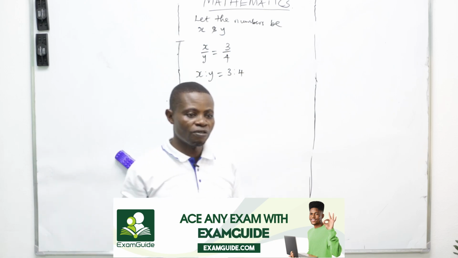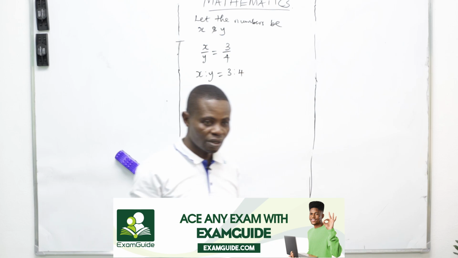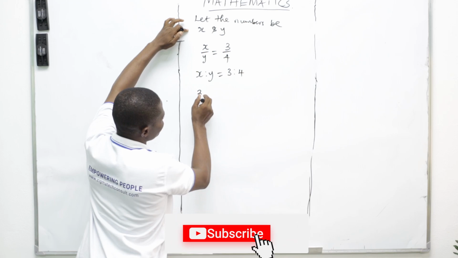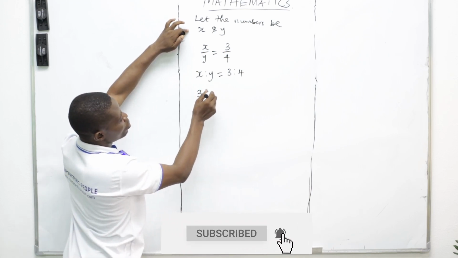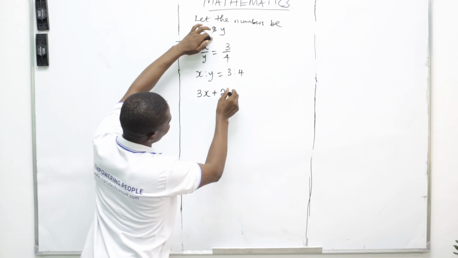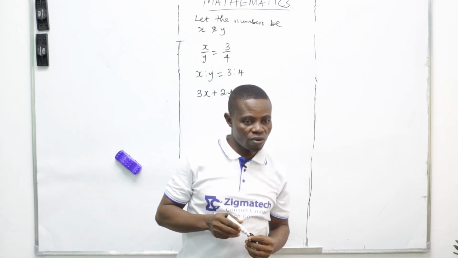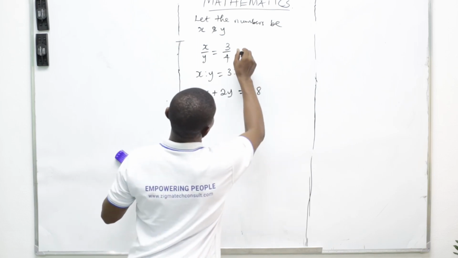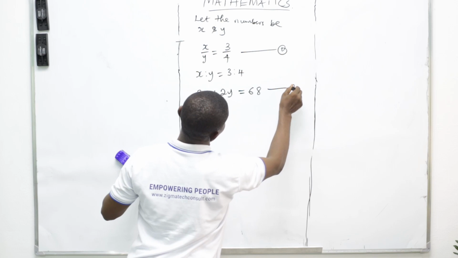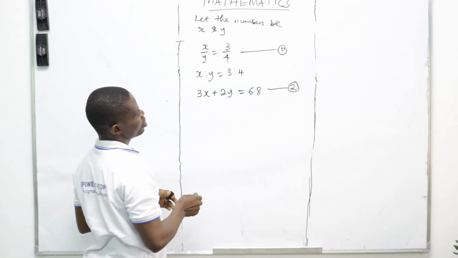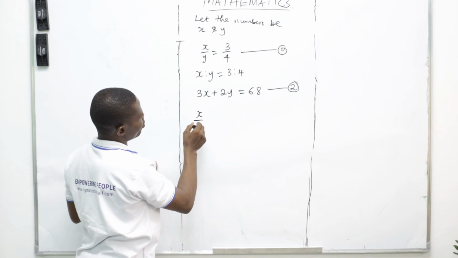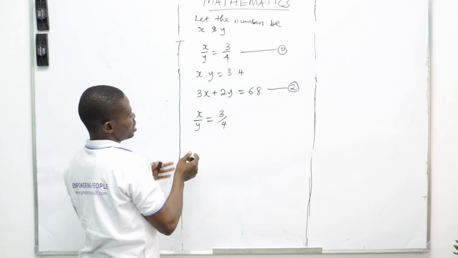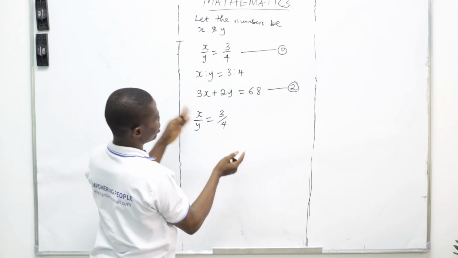Now the sum of thrice the first number and twice the second one: thrice the first number, which is x, means 3 times x, 3x, plus twice the second number, which is 2y, equals what? 68. You can call it equation 1, then this equation 2. If you can see, x all over y being equal to 3 over 4 means that either y will go this way or x will go this way.